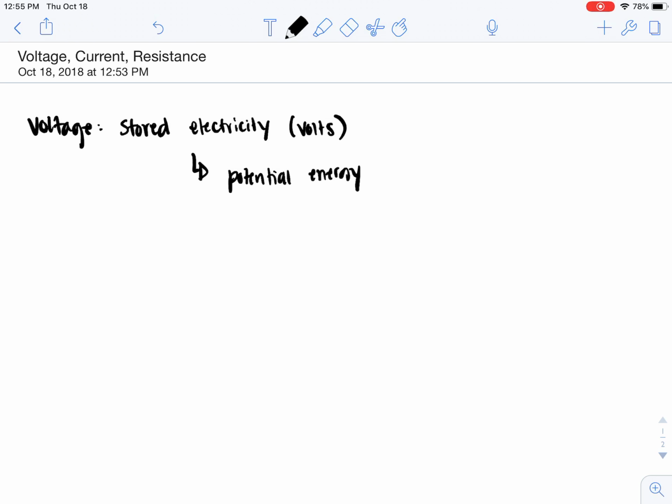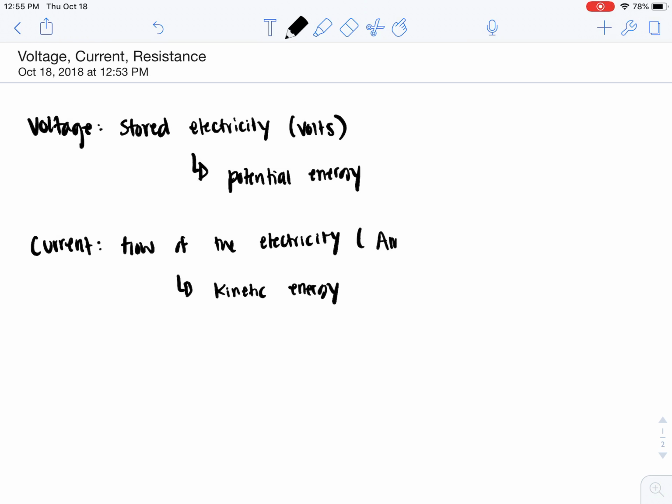And potential energy, or just thinking of it like energy that's stored, that has potential but is not yet released. And it is released when we're talking about current. And current is essentially the flow of that electricity. And if we're comparing that to energy again, that would fall under kinetic energy. And current's always measured in amps. So voltage is essentially that stored electricity.